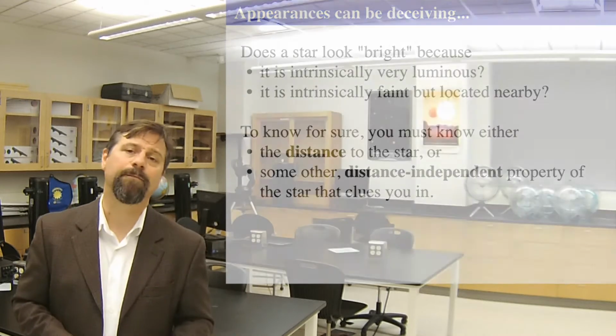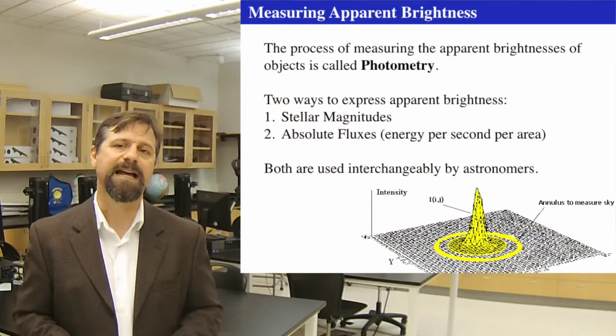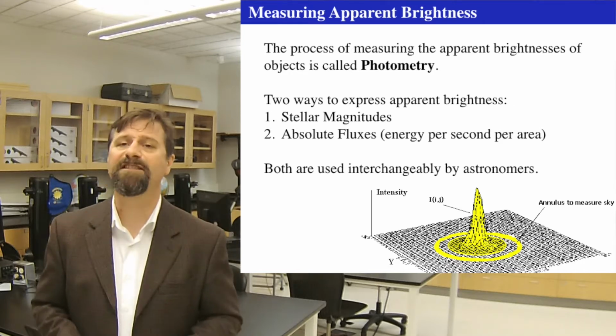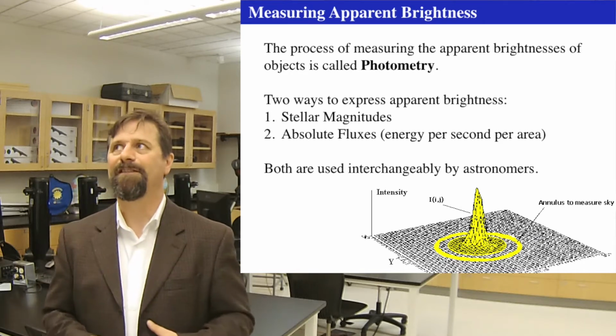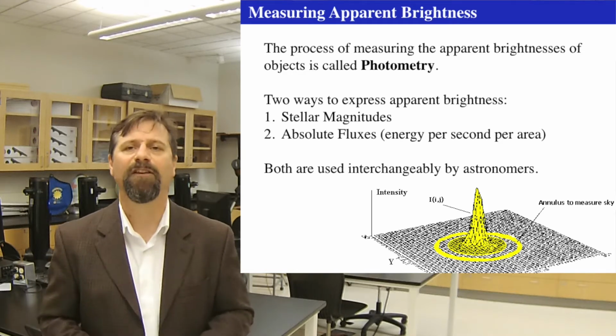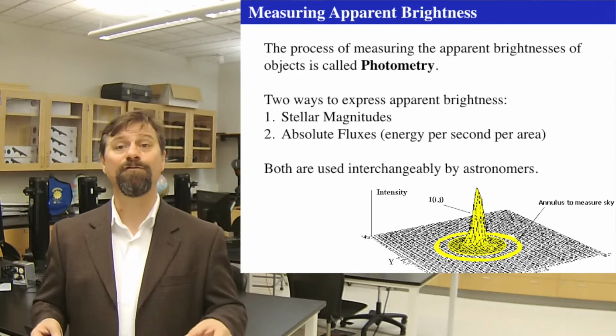So we need to be able to know how to measure brightness, and that science is the thing we call photometry. Photometry is literally the measuring of photons. So we're counting the total number of photons we receive.